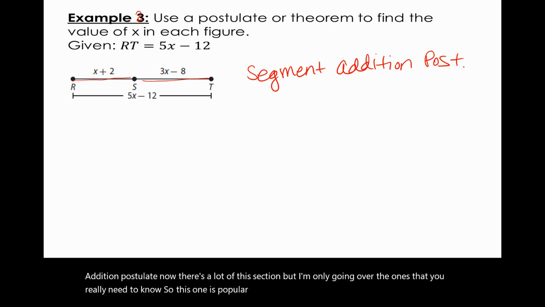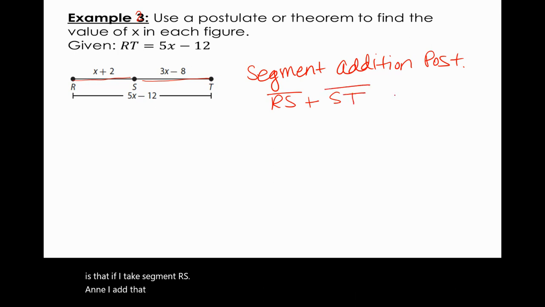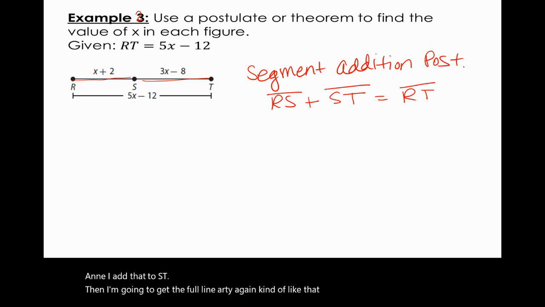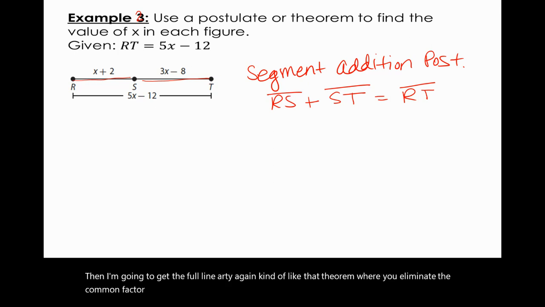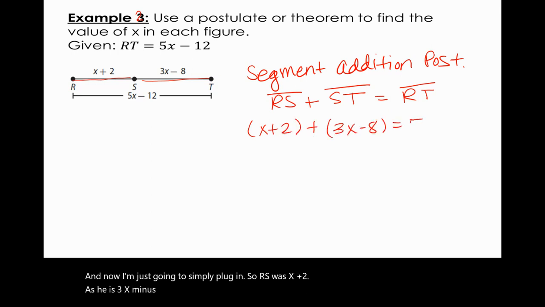So basically what segment addition postulate tells us is that if I take segment RS and I add that to ST, then I'm going to get the full line, RT. Again, kind of like that theorem where you eliminate the common factor. They both have an S in common. And now I'm just going to simply plug in. So RS is x plus 2. ST is 3x minus 8. And RT is 5x minus 12.